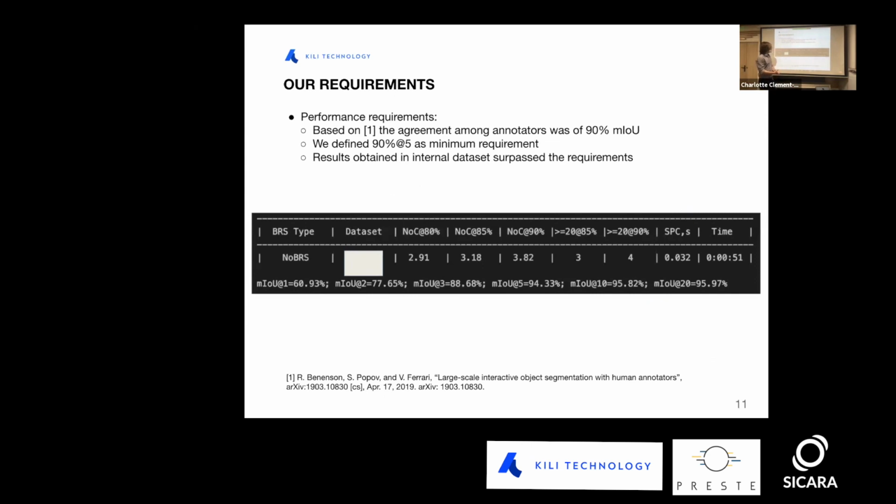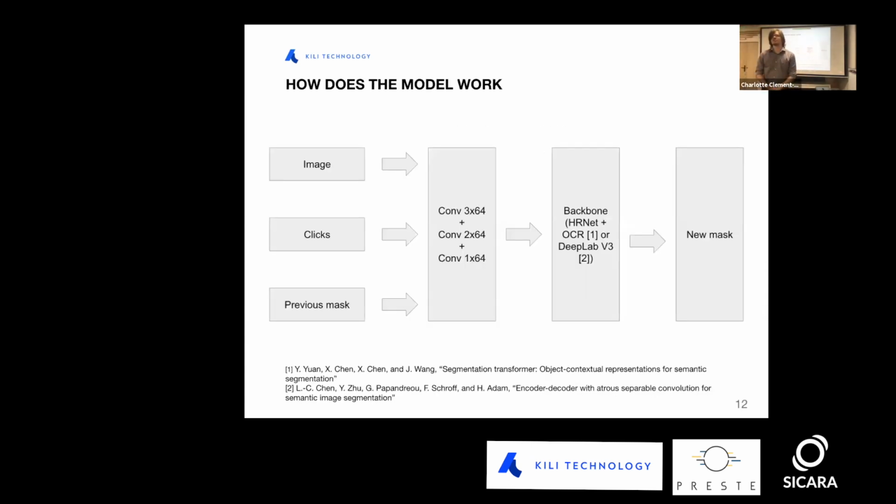Regarding the IoU, we wanted 90%, as I said. And we defined that 5 clicks would be a good minimum requirement to achieve this 90%. Using our internal dataset that meets our needs, not a standard dataset, we're able to achieve this with at least 4 clicks. And that's just for showing the requirement.